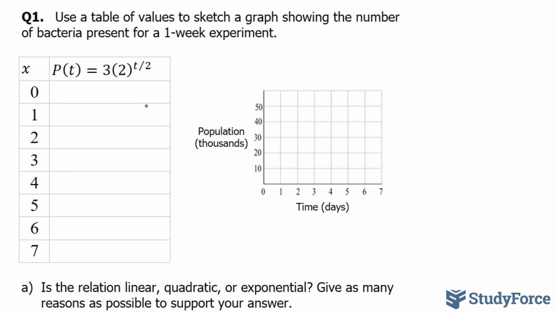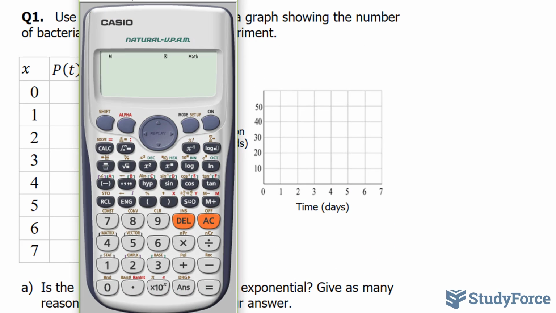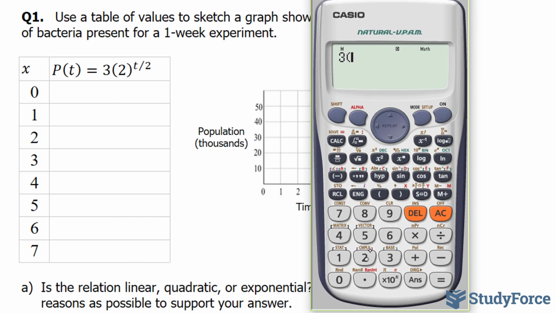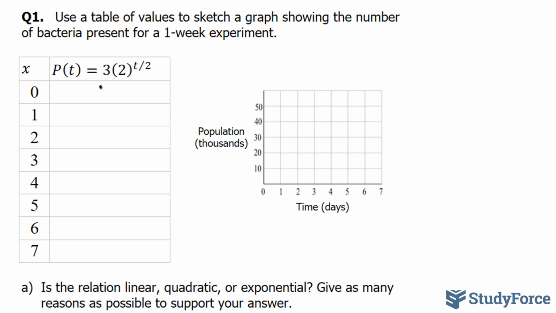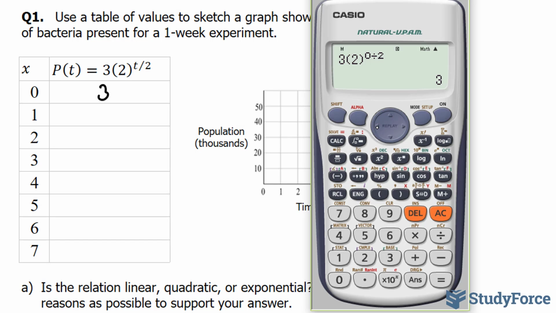So to find out our y coordinates here, what we'll do is use our calculator, 3 bracket 2 to the power of 0 over 2, and this gives us 3. So at day 0, you start off with 3,000 bacteria. Let's continue.